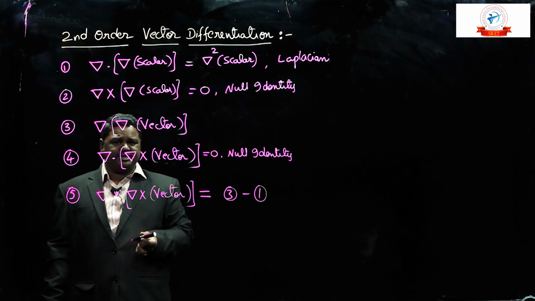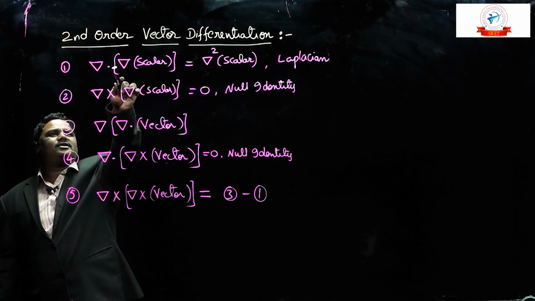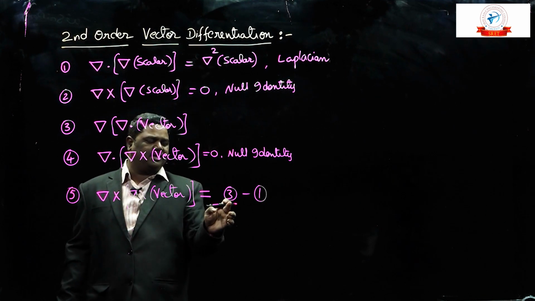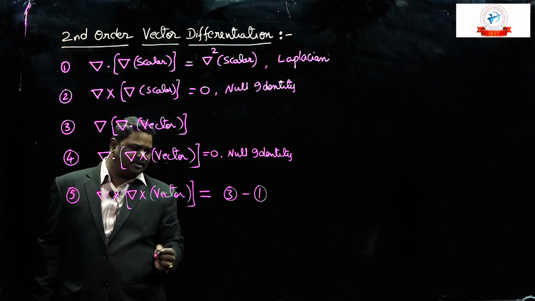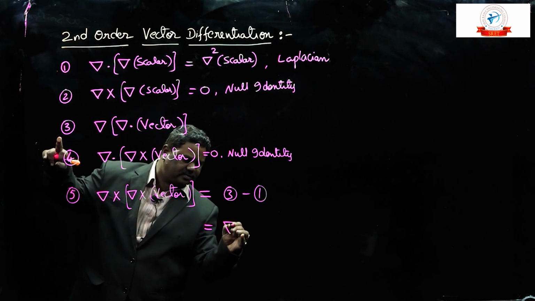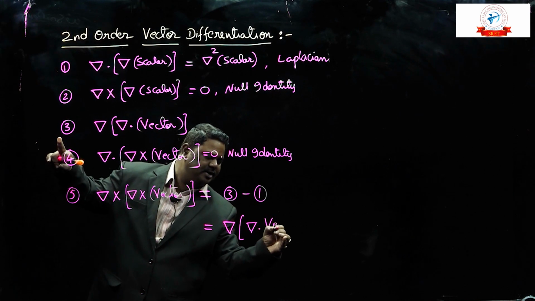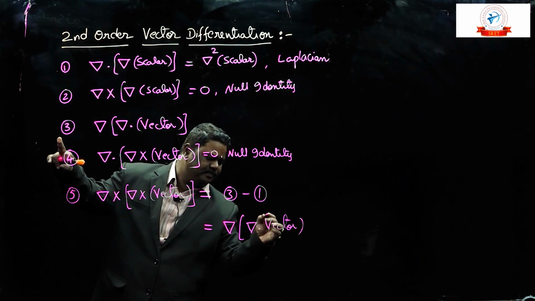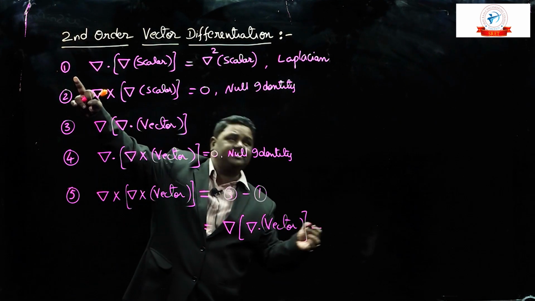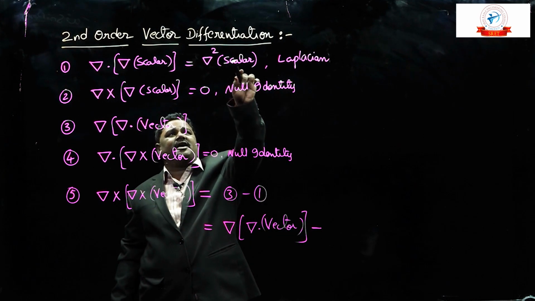What are the non-zero equations for second order differentiation? This third one and also the first one. So consider these two non-zero equations and 3 minus 1. So this is given by, what is the third one? Third one is gradient of divergence of a vector. Gradient of divergence of vector. What is the first one? Minus, actually this is a Laplacian operator. So here it is shown as Laplacian on a scalar.